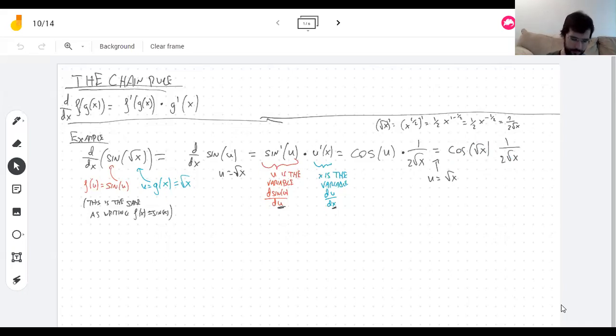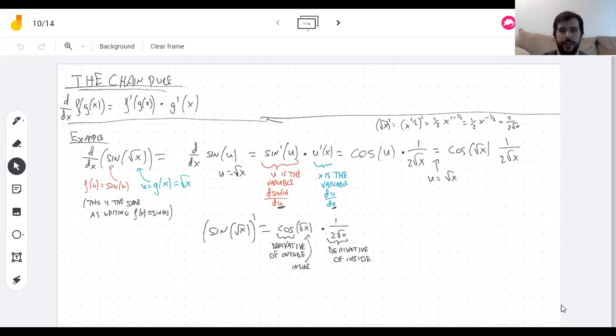At the end of the day, you can do everything that I wrote here in your head, but then it's more likely that you'll make a mistake. This is the derivative of the outside, and that is applied to the inside. And then we multiply by 1 over 2 root x, which is the derivative of the inside. With enough practice, you can do this in your head. And the point of this class is to have enough practice anyway. Okay, are there any questions?